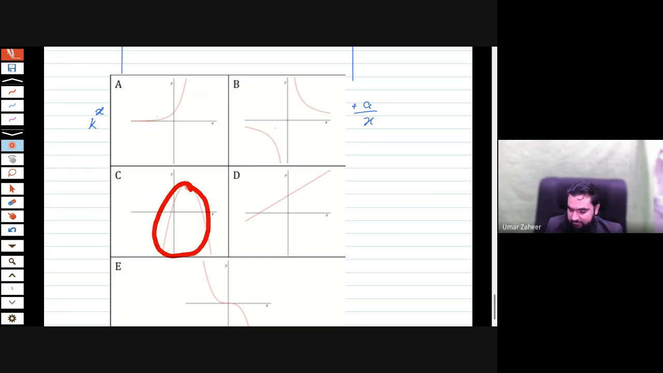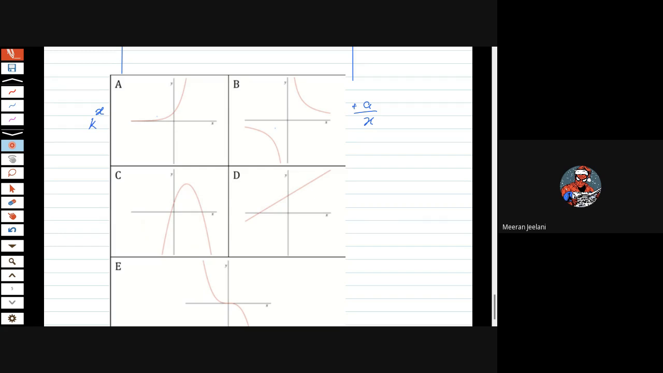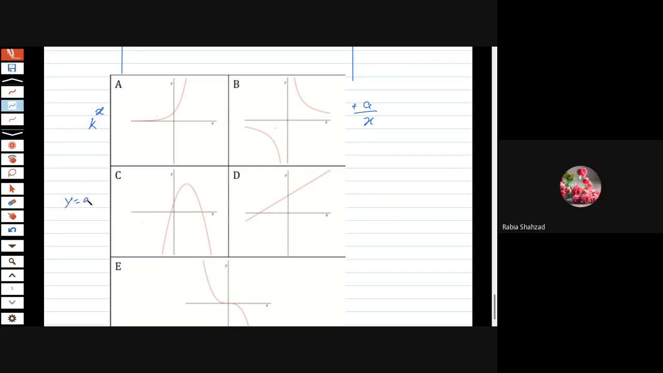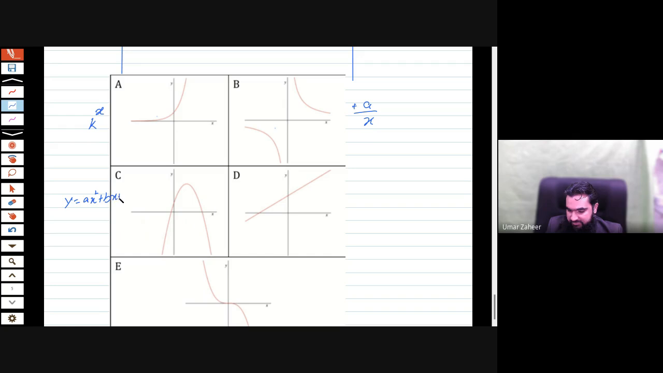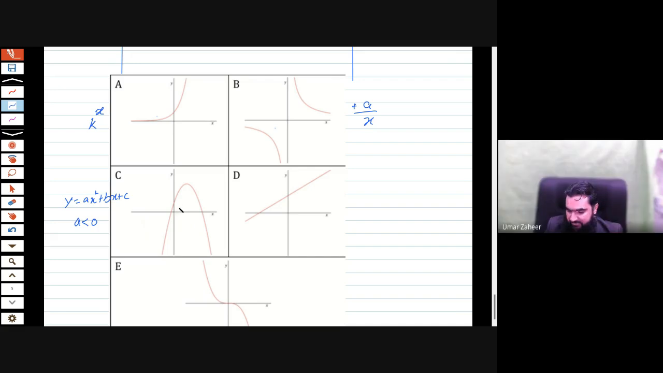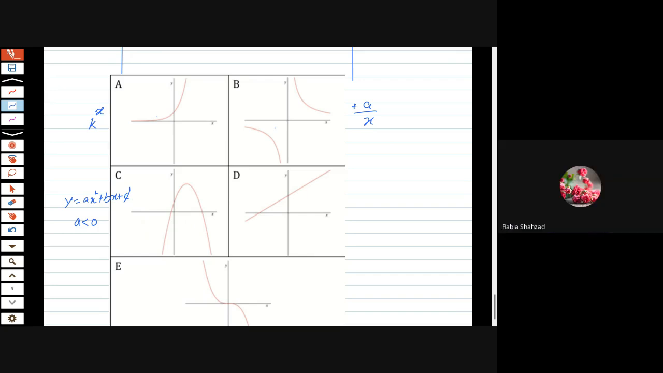Now look at here. This is the graph of a quadratic, and the coefficient of x here must be negative. Quadratic is ax square plus bx plus c. We don't know the values of b and c, but one thing is very clear: the coefficient of x square must be negative. And for example, if it passes through the origin, then obviously there is no c value.